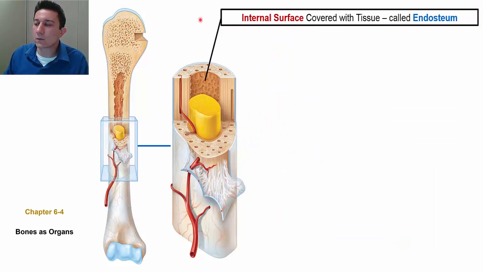Likewise, the internal surface of bones, that is, in the medullary cavity and even within the spongy bone itself, is covered with a tissue that's called endosteum. And really the endosteum is a single, very thin layer of osteogenic cells. So again, we have those stem cells of bone tissue that are in close association with the bone tissue itself.